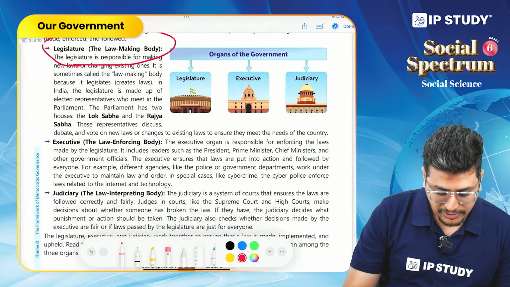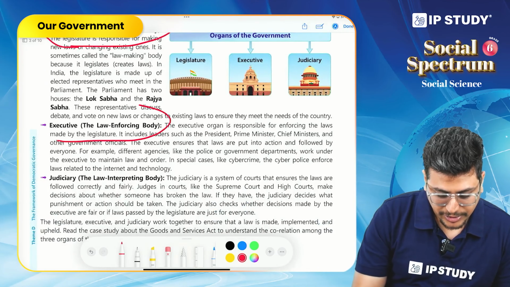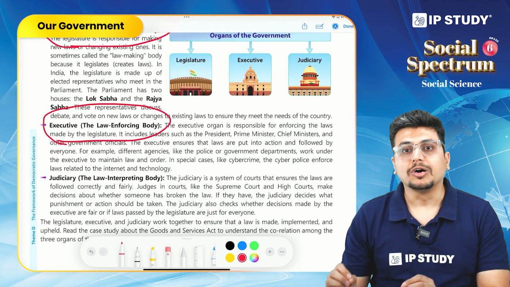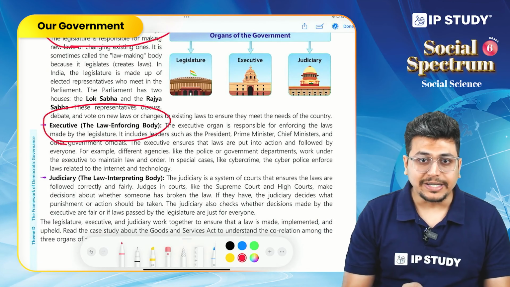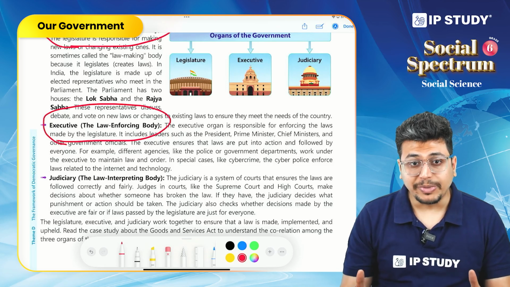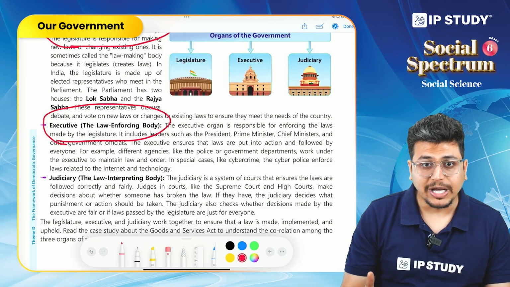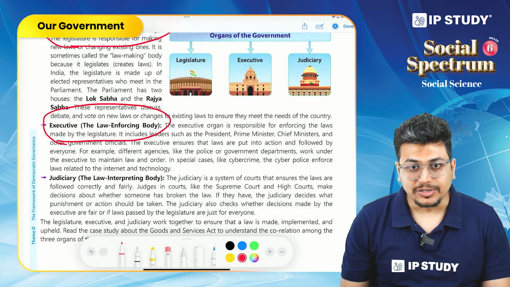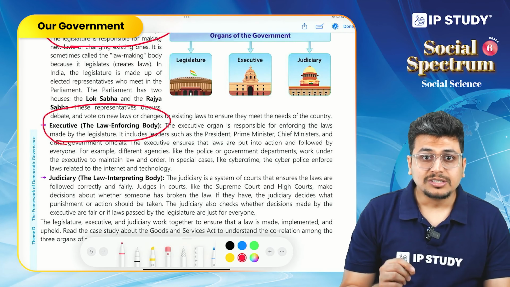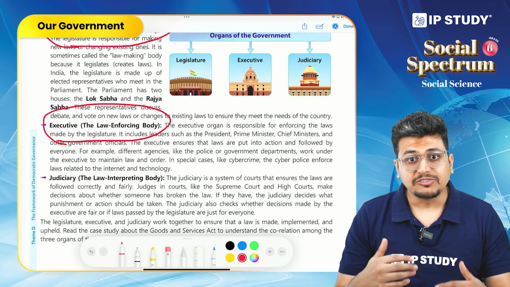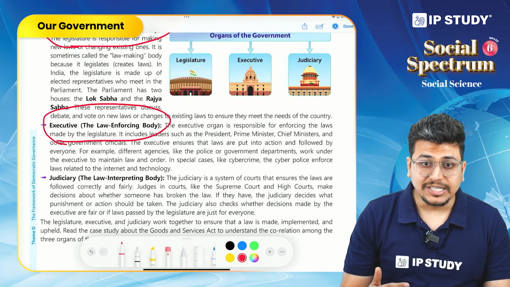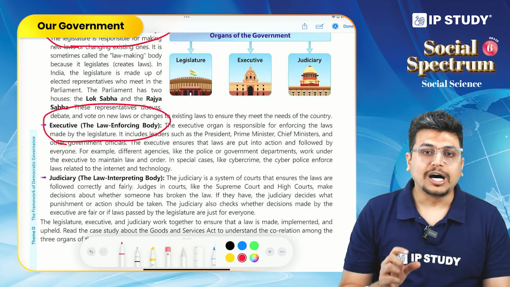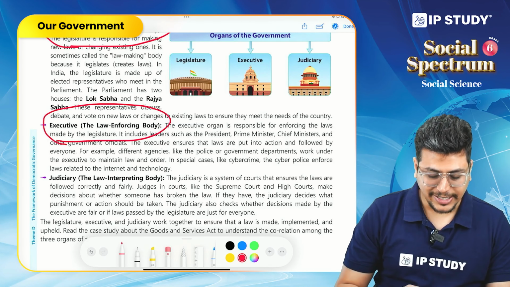Then we also have the executive. So the executive is basically enforcing these laws. Once a law is made, it is to be made sure that it is being followed by people. And who is checking this? It is the executive. So the Prime Minister, the Council of Ministers who are working with the Prime Minister, the President, and yes, many other government officers, they all are part of this executive, right?